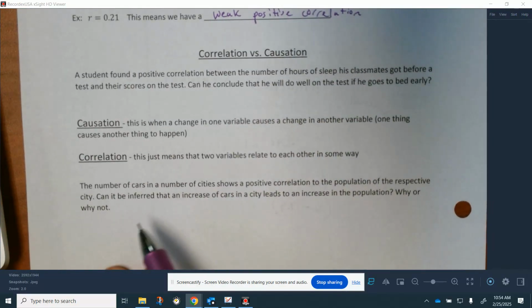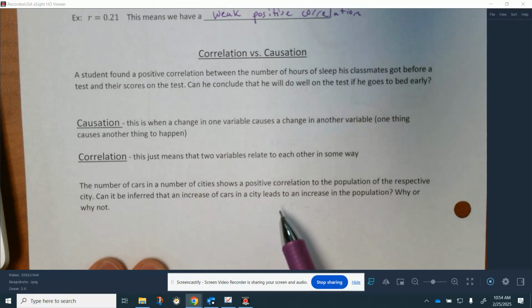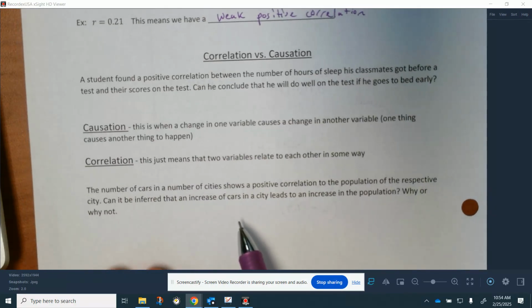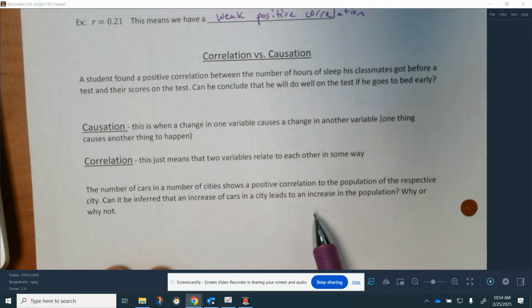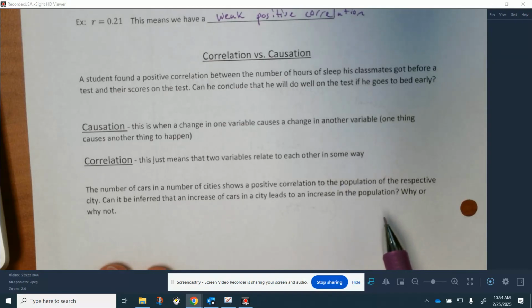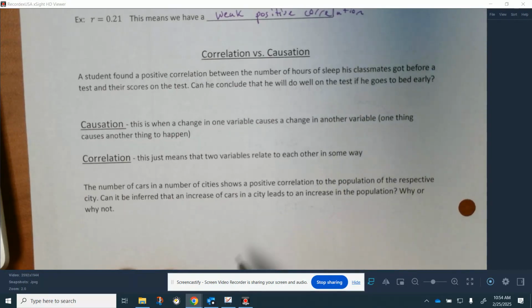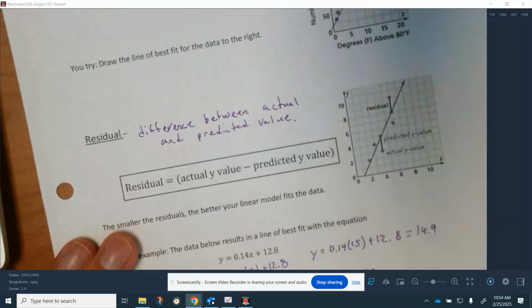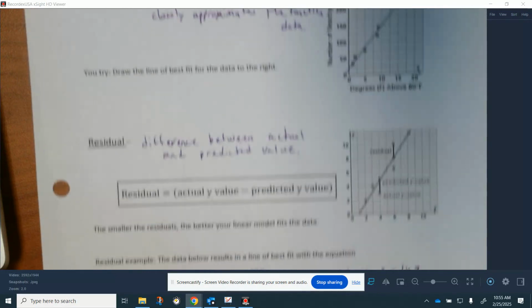All right, read this last example. The number of cars in a number of cities shows a positive correlation to the population of the respective city. Can it be inferred that increasing cars in a city leads to an increase in population? Why or why not? Okay, take a second, think about it, and discuss that. All right, those are our notes for 3-6, analyzing lines of fit.